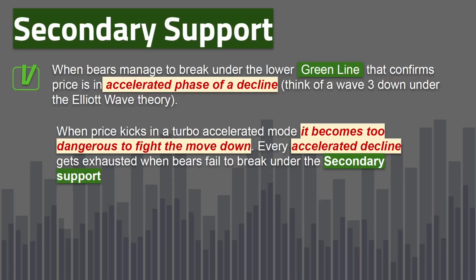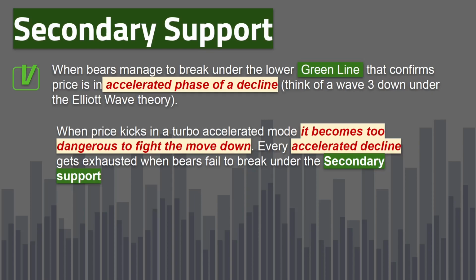However, be aware that secondary support is not that strong to stop every single drop. When bears manage to break under the lower green line, the secondary support, that confirms that price is in an accelerated phase of a decline. Think about that move like a wave 3 down under the Elliott wave theory, which is a relentless decline that does not respect any support levels. This is when you do not have many bullish pullbacks, and every single pullback up is followed by a relentless move down to a new lower low.